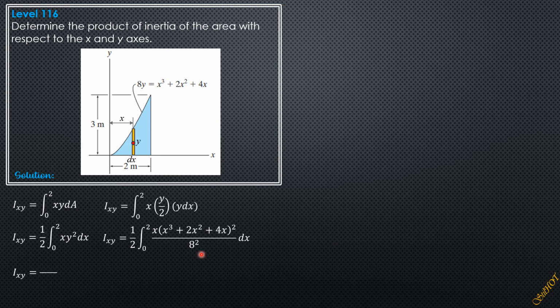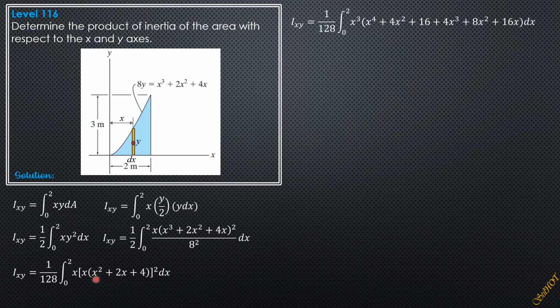So 1/2, 1 over 128 integral from 0 to 2 of x. Then we write this as x times quantity x squared plus 2x plus 4, quantity squared, dx. So this is now Ixy equals 1 over 128 integral 0 to 2 of x times the square of the first, x to the fourth, square of the second, 4x squared, square of the third, 16, twice the product of the first two, 4x cubed, twice the product of the first and the last, 8x squared, then twice the product of 2x and 4 is 16x, which is this.